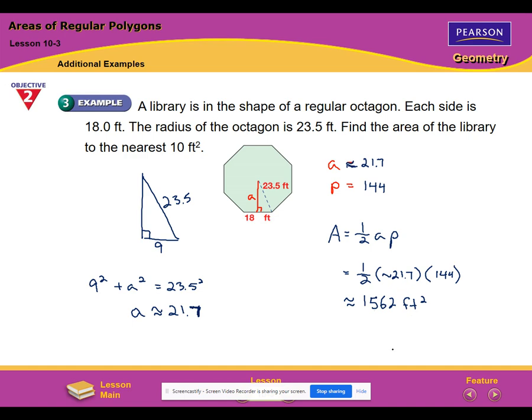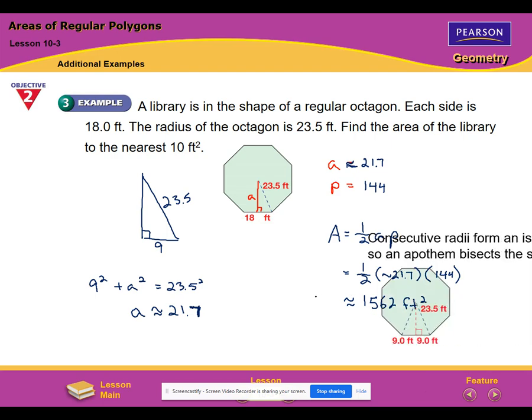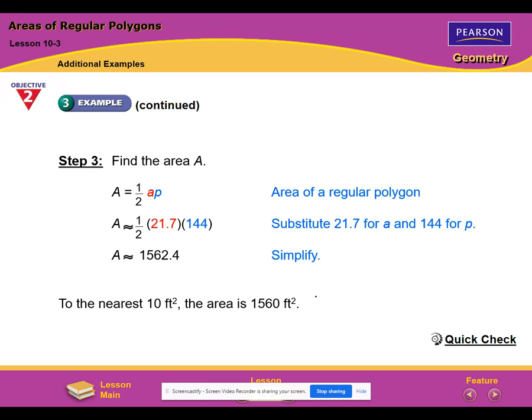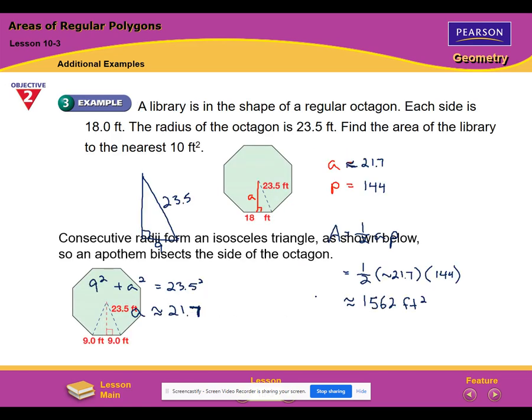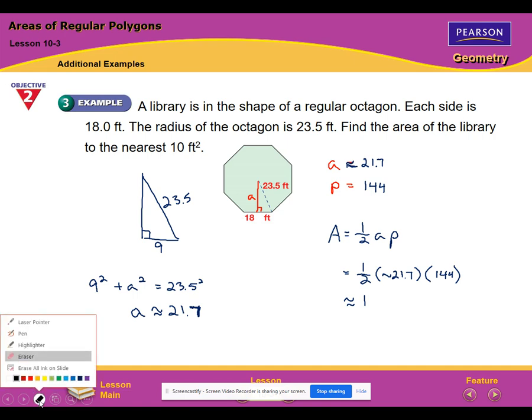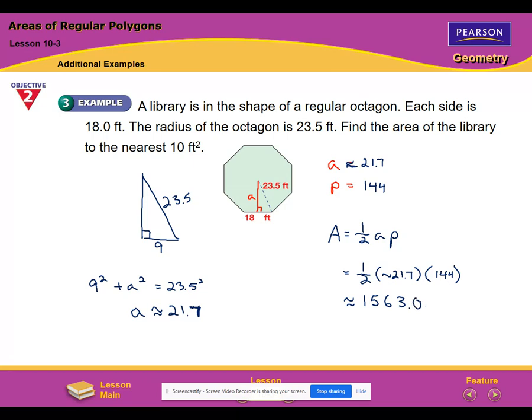(1,562 feet squared). Now, let me just roll to the answer here. Oh, I take that back. I'm sorry. They got 1562.4. If I use my answer, let me try that again. My more accurate answer, because I used the exact value 21.7, is actually 1563.0. I beg your pardon, 1563.0 feet squared.